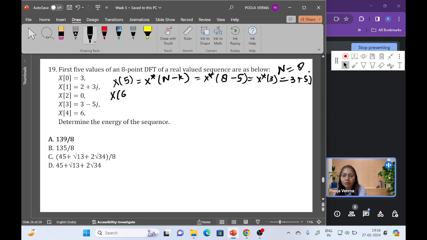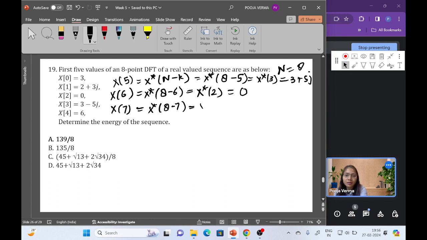Similarly, we need to find x of 6. X conjugate of 8 minus 6 will be x conjugate of 2. The x of 2 value is 0, so that will also be 0. And similarly, x of 7 is x conjugate of 8 minus 7, which will be x conjugate of 1. x of 1 is 2 plus 3j, so that will be 2 minus 3j.